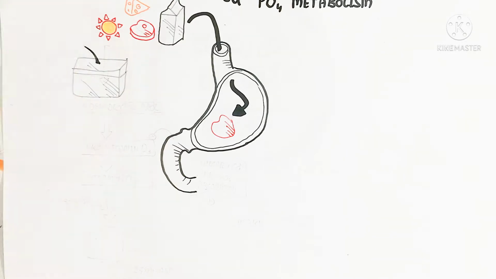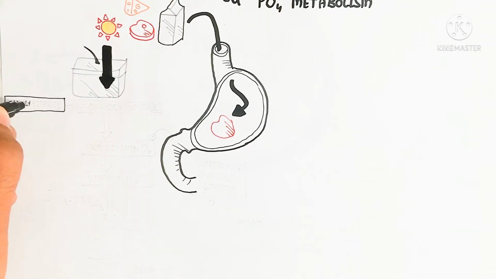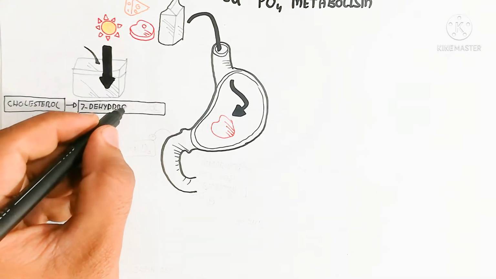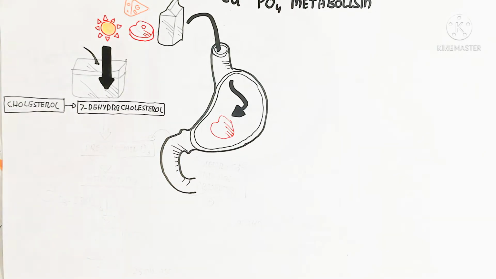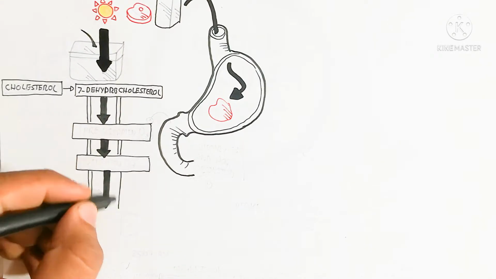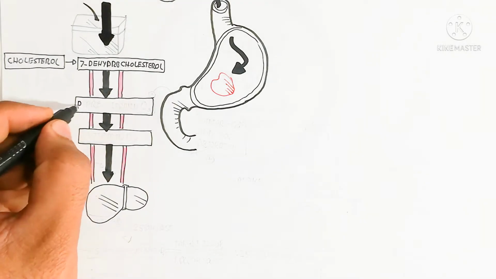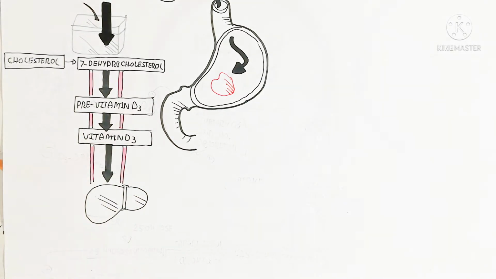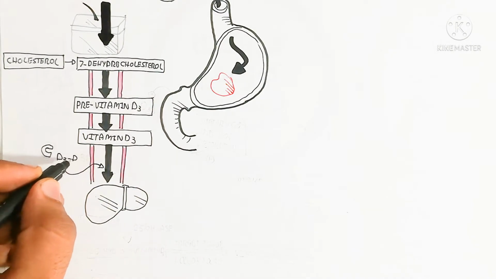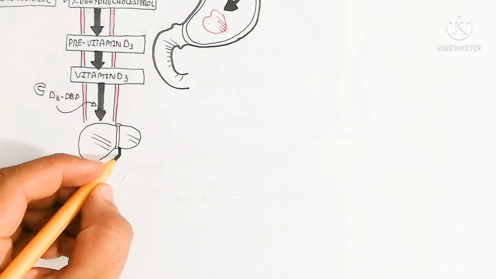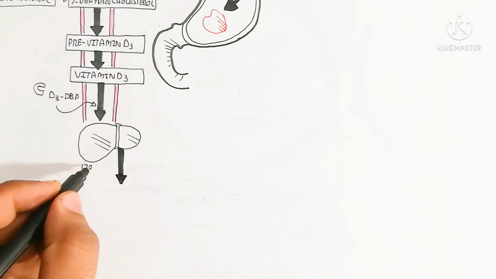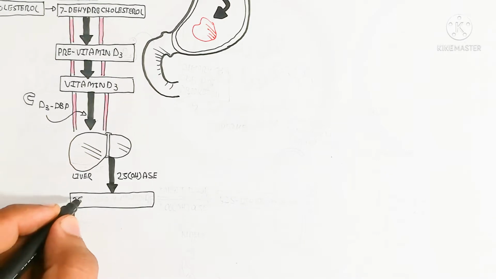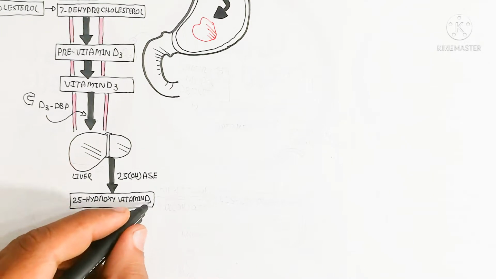Here is light, and here is food that contains vitamin D. Vitamin D is taken in through the diet, or ultraviolet radiation converts cholesterol into 7-dehydrocholesterol. This 7-dehydrocholesterol is converted into pre-vitamin D3, and this pre-vitamin D3 converts into vitamin D3. Vitamin D3 then binds to vitamin D binding protein and moves into the liver through the portal vein or circulatory system.